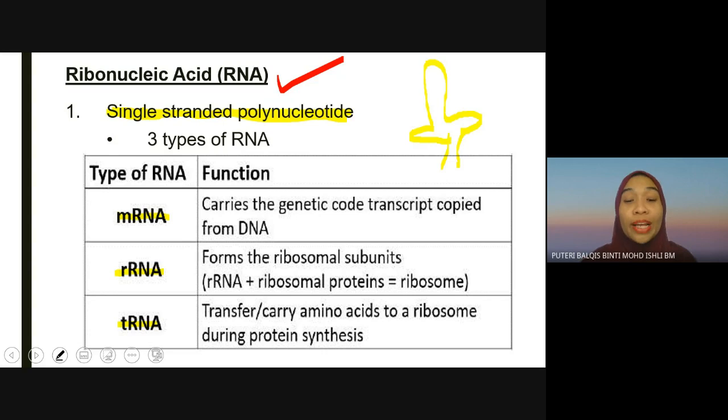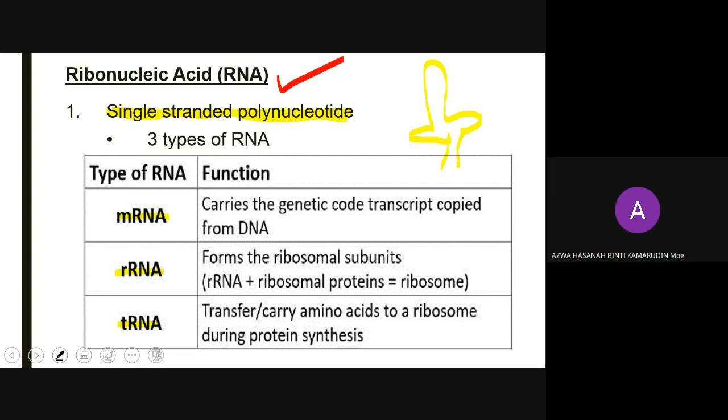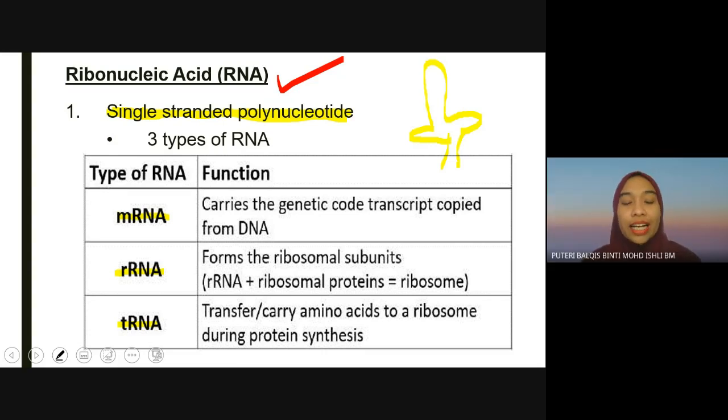Tu ada jawapan kat situ. T. Transfer. Yes, very good. Transfer. Okay. T is for transfer. Transfer amino acid to a ribosome during protein synthesis.